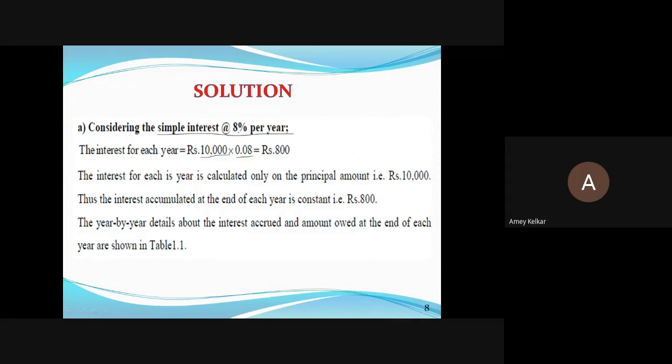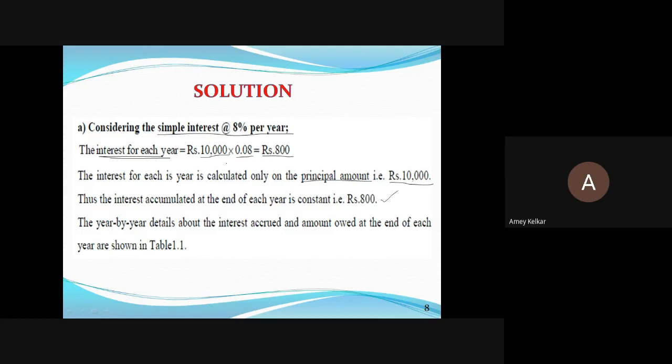Rate of interest is 8%, means 8 divided by 100 gives us 0.08. The interest for each year will be 10,000 multiplied by 0.08, which is equal to rupees 800. So interest for each year is calculated only on principal amount. As we are dealing with simple interest, we calculate interest for per year only on your principal, that is 10,000. So each year, that means you are getting 800, 800, 800 extra for the given period.